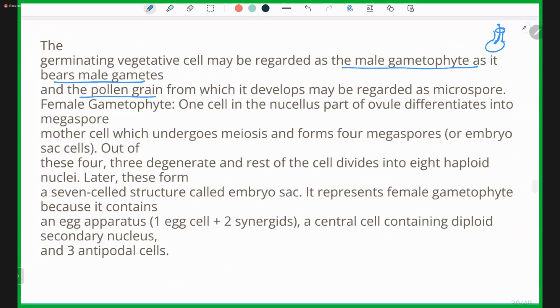And the pollen grain from which it develops may be regarded as a microspore. The pollen grain is regarded as a microspore, and when this pollen grain germinates, it gives rise to the production of two nuclei that will be the male gametes.